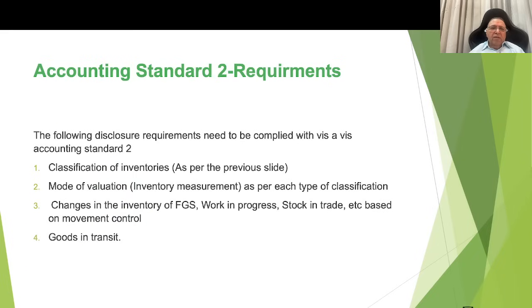Accounting Standard 2 requirements are: number 1, the inventory should be classified as per the previous slide, 7 types as I mentioned. Number 2, mode of valuation, inventory measurement method must be stated in the reporting for each type of classification. Number 3, change in the inventory of finished goods, work in process or stock in trade, etc. to be based on the material movement to be recorded and goods in transit to be captured.